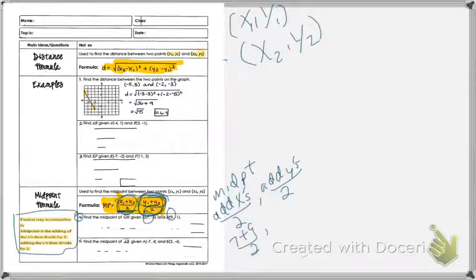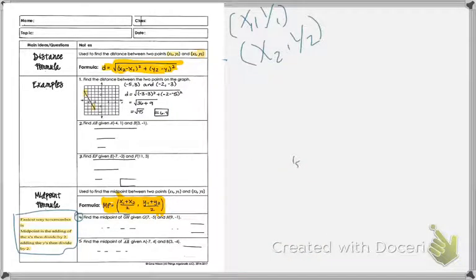by 2, and then for the y's we have -5 and -1. We're going to add those two and divide by 2. So 7 plus 9 ends up being 16 divided by 2, that's 8. -5 plus -1 ends up being -6 divided by 2, that's -3. So our coordinate is 8, -3. That is our midpoint.